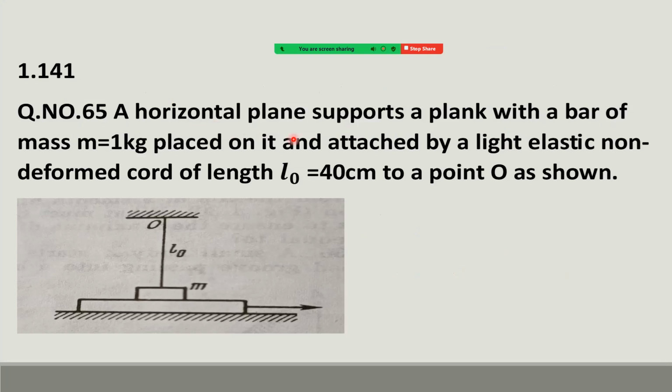A horizontal plane supports a plank with a bar of mass 1 kg placed on it and attached by a light elastic non-deformed cord of length L naught equal to 40 centimeter to a point O as shown. This is a cord and you can see this is a plank and this is a bar.